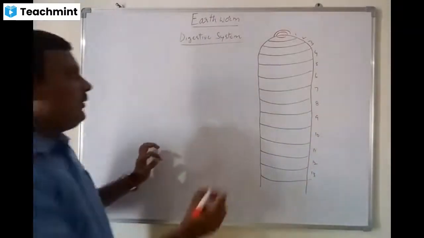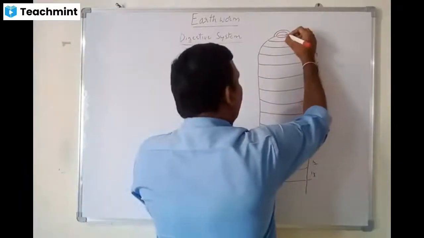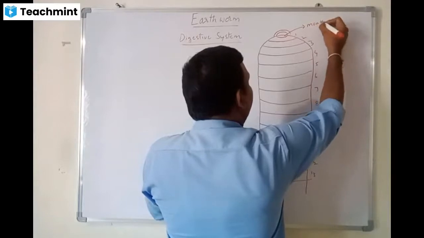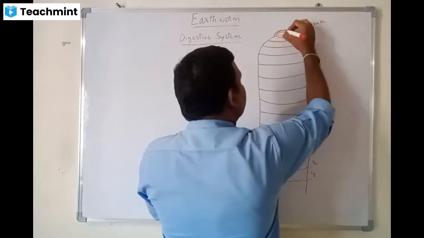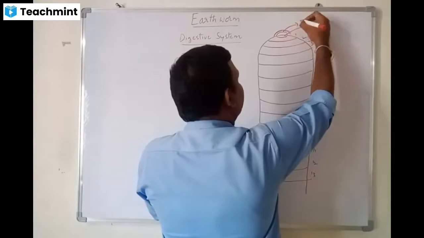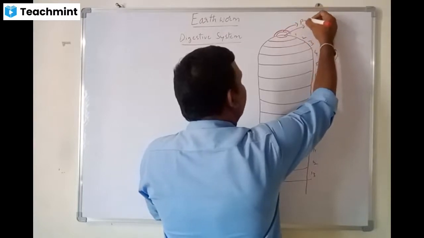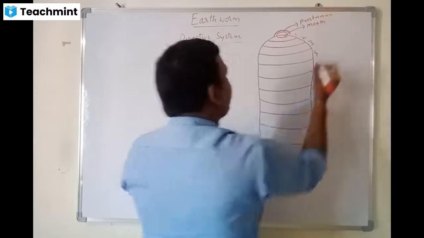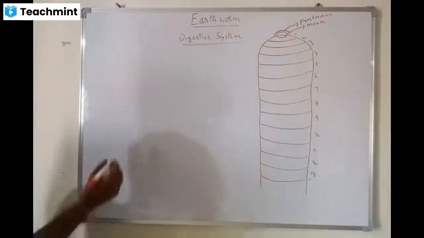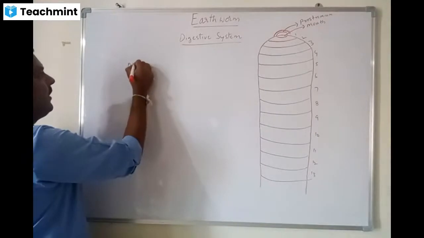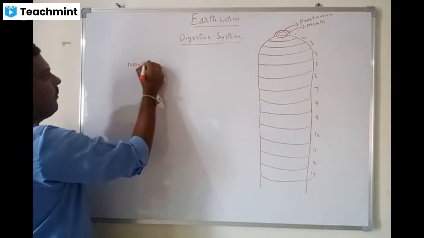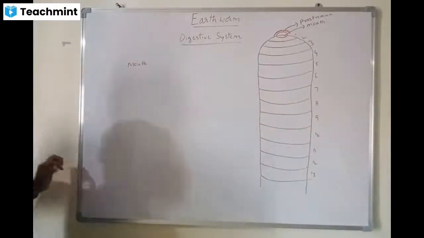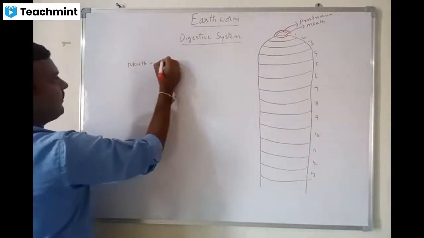So in segment one, there is an opening which is called the mouth. Okay. And above the mouth, there is a muscular structure which is called the prostomium. And this prostomium works as a sensory organ. Now let us see the mouth and different parts in the digestive system and in which segment they are present. That is also important. The mouth is in the first segment.